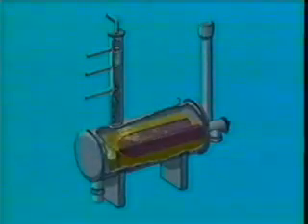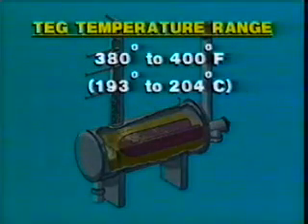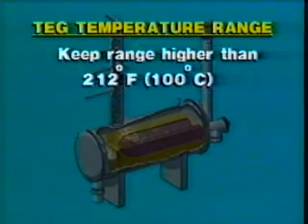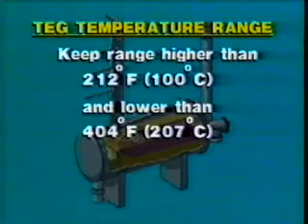At constant pressure, higher reboiler temperatures result in greater glycol purity. The temperature range for TEG should be set at 380 degrees to 400 degrees Fahrenheit. Why? Because we want the range higher than the temperature where water boils, 212 degrees Fahrenheit, so that the water can be removed quickly, but lower than the temperature where glycol degradation begins, 404 degrees Fahrenheit.